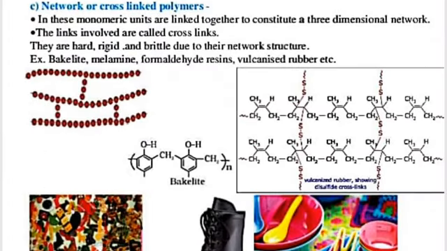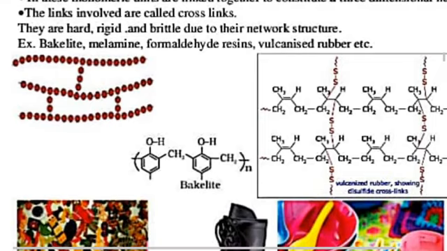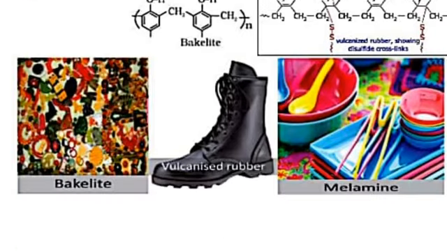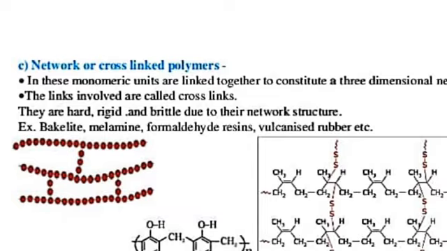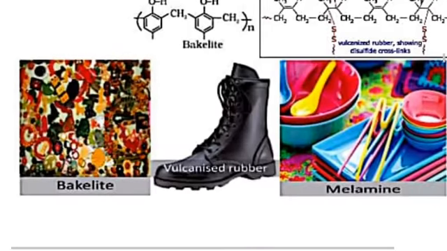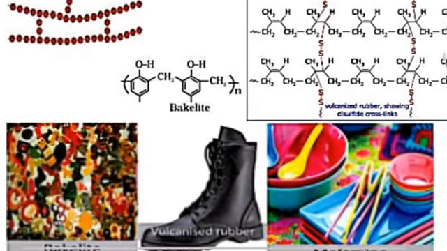The third is network or cross-linked polymer. In these, monomeric units are linked together to constitute a three-dimensional network. The links involved are cross-links. They are hard, rigid and brittle due to the network structure. Examples: Bakelite, melamine formaldehyde resin, vulcanized rubber. So these are all cross-linked. It is complicated, and in the network so many bonds are present that it gives a highly rigid structure. It is very brittle and very hard because of the cross-links involved in it. So these are the three types of polymer based on structure.